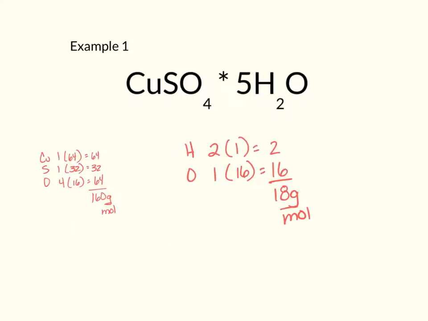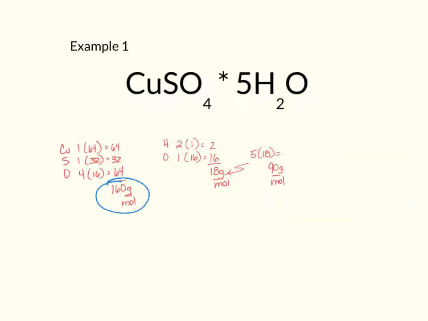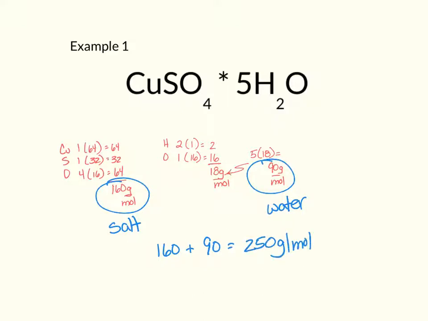I went ahead and calculated the gram formula mass for 1 water molecule, and as you can see, it is 18 grams per mole. But we have 5 water molecules, so we're going to multiply that by 5. 18 times 5 gives us 90 grams per mole. Now you can see I have 160 grams for my salt, 90 grams for my water. This is the salt, this is the water. If I add them together, 160 plus 90 equals 250 grams per mole total. That's for the hydrated salt.